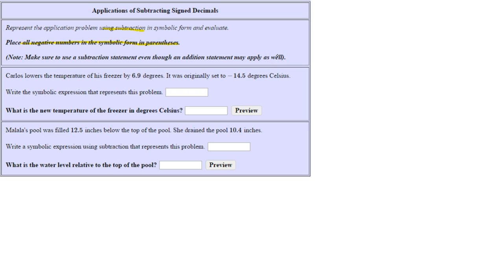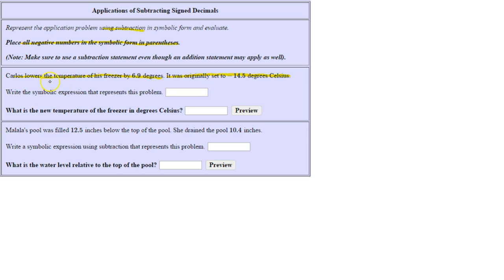So let's read the first one. Carlos lowers the temperature of his freezer by 6.9 degrees. It was originally set to negative 14.5 degrees Celsius. We're asked to write the symbolic expression that represents this problem. So with subtraction, we have to be careful about order because remember, reversing the order of a subtraction problem reverses the sign. So in this one, we can think of this in terms of time and what happened when.